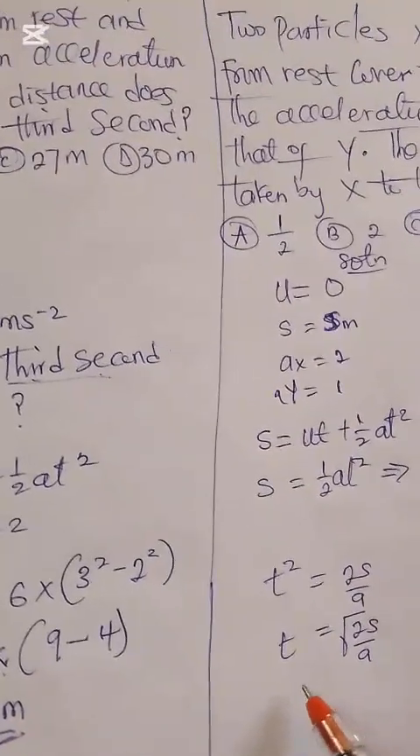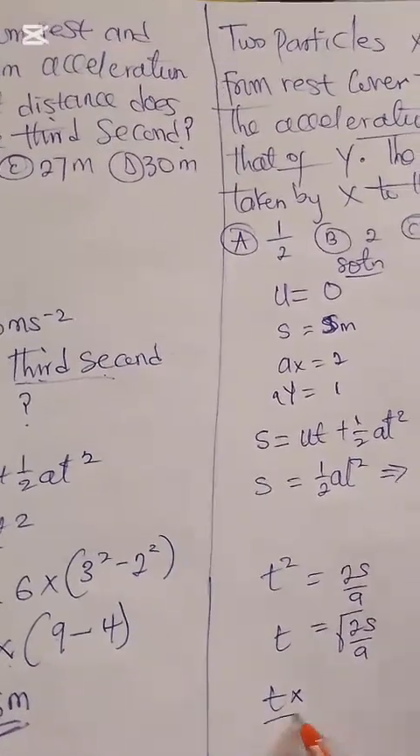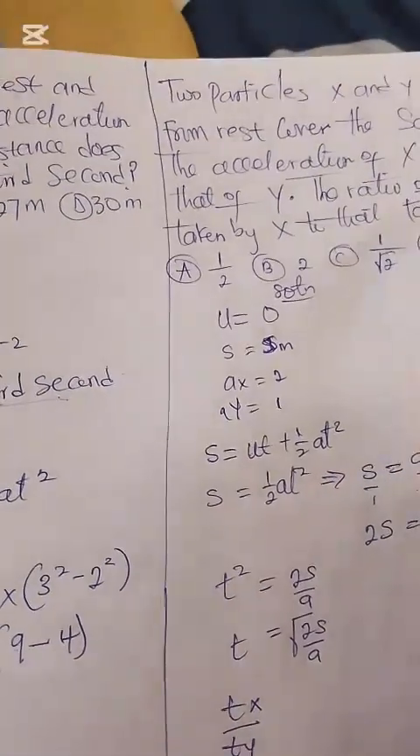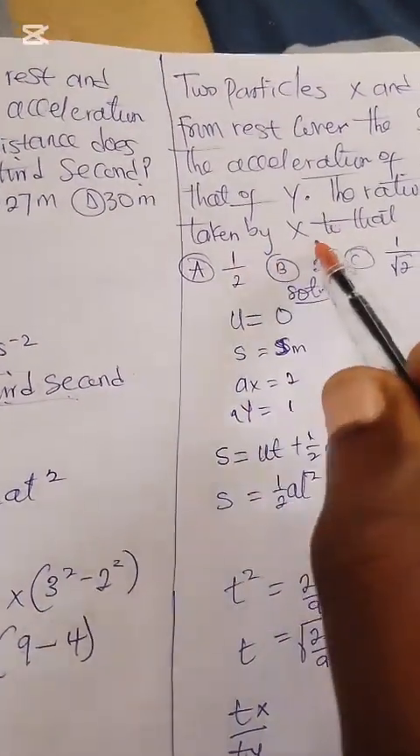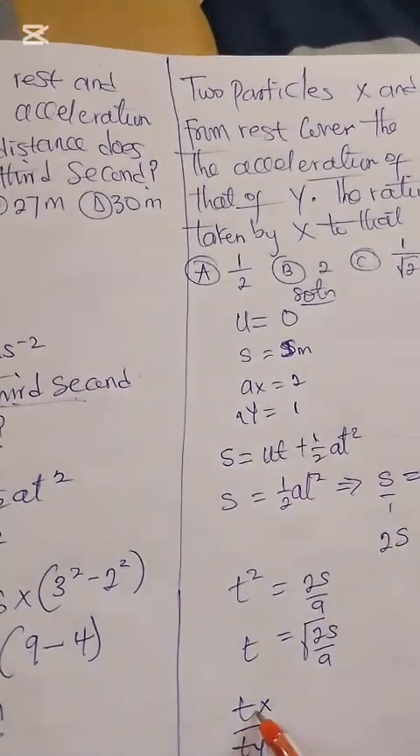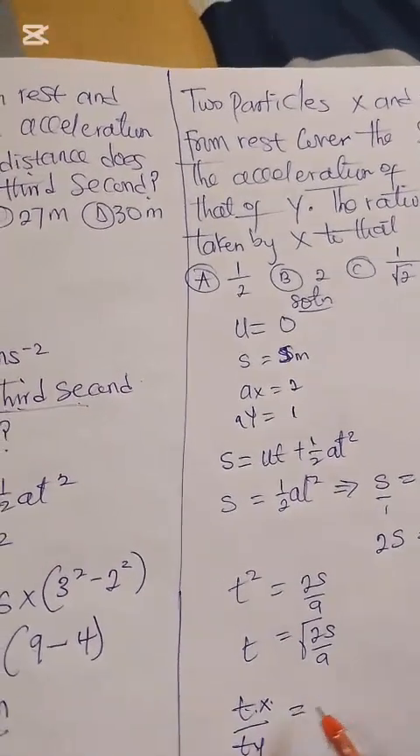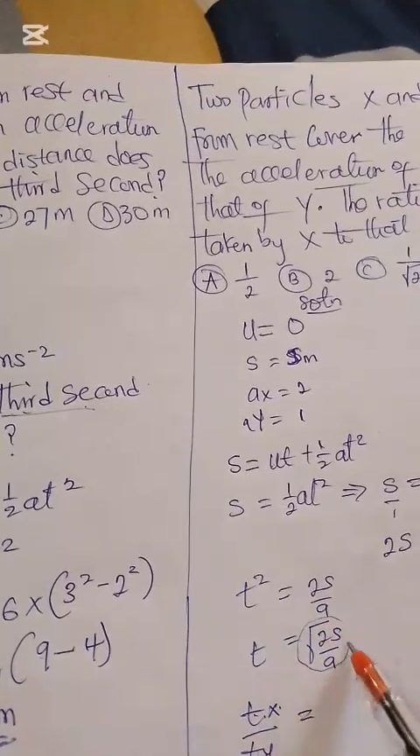Then what are we looking for now? We're looking for time of x divided by time of y. Remember ratio. They said the ratio of time taken by x to that taken by y. So it's going to be tx over ty. The time taken by x divided by time taken by y, which will be, then this here is the time taken.